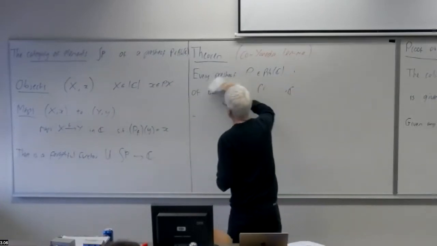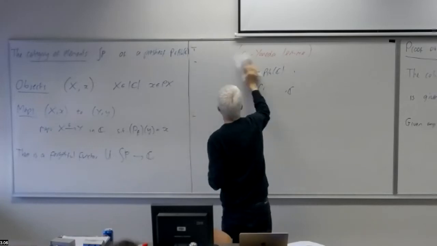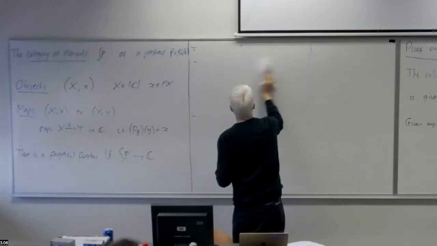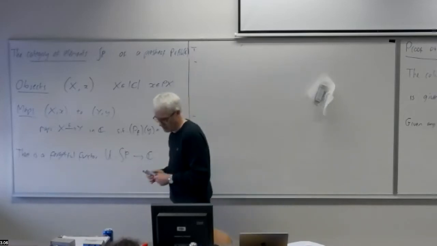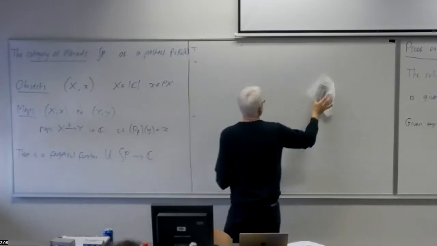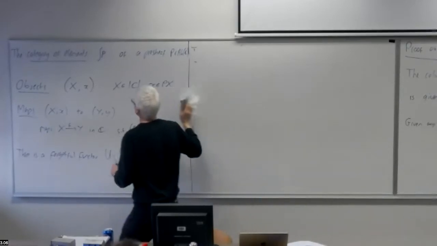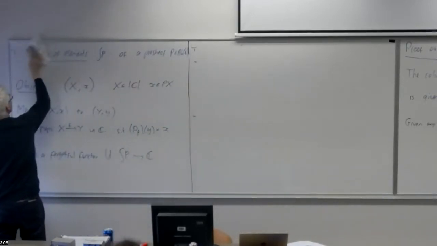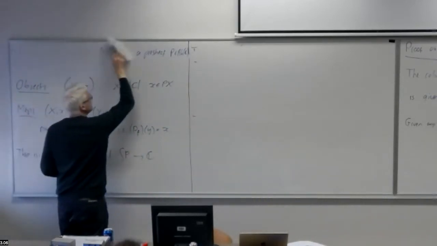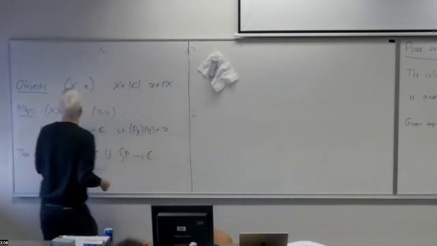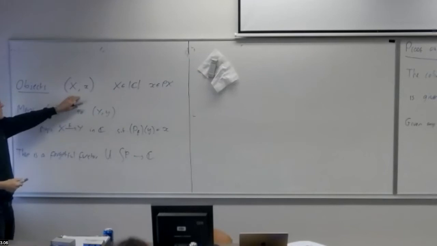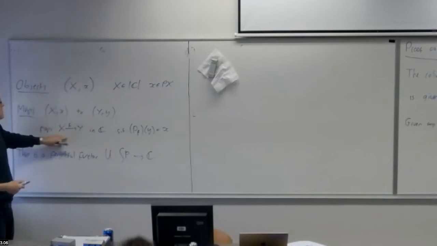In order to get it, we need just to slightly tweak our definition of the category of elements. It's going to be the same category, but we're going to realize that we can view it in a different way. So I'm going to modify a definition that we've already got. So this is the category of elements of the presheaf P.